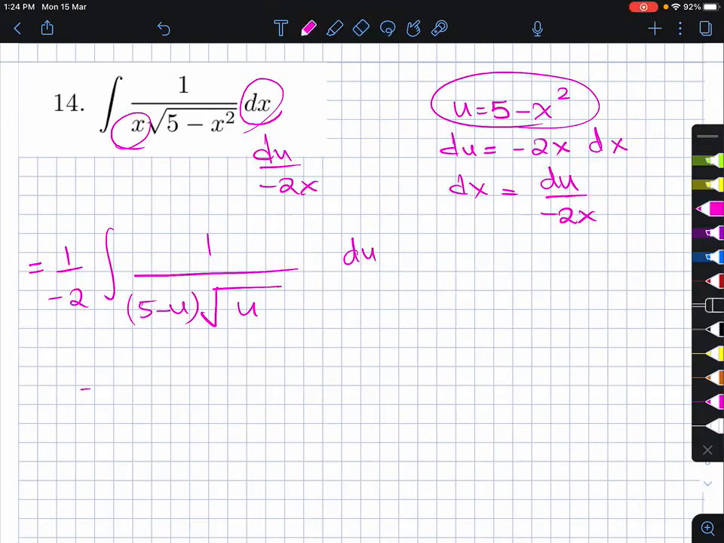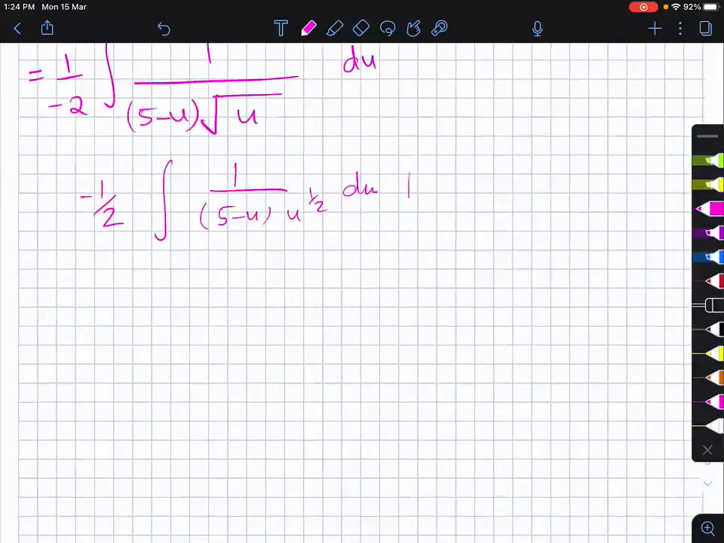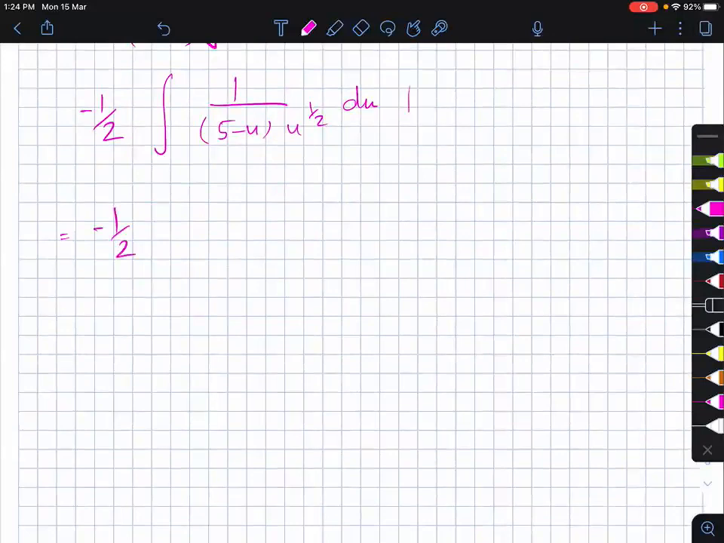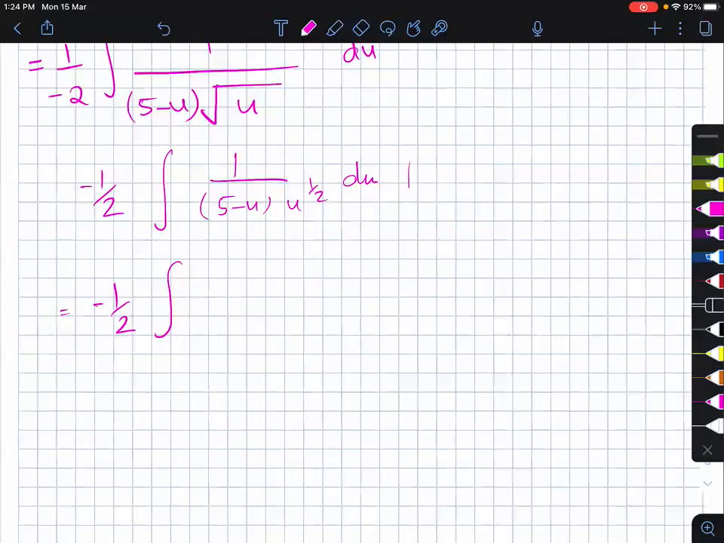And then you can complete here: negative half the integral of 1 over (5 minus u) multiplied by u to the power of half du. Then 5u to the power of half minus u to the power of 3 over 2. Again, there is a problem.